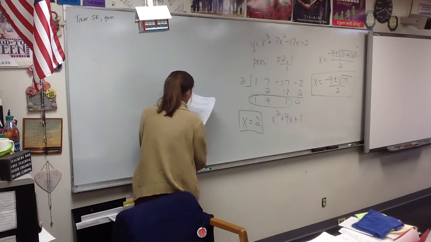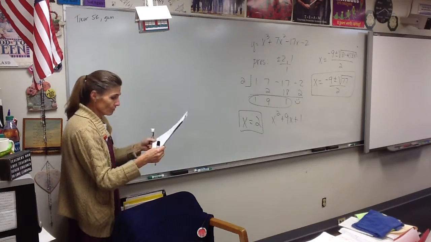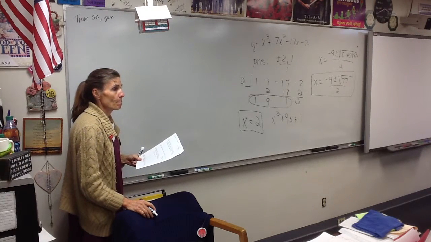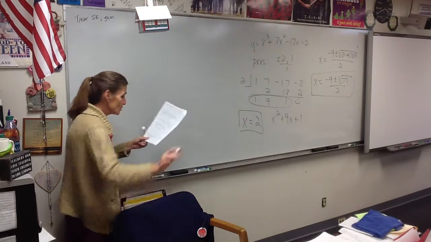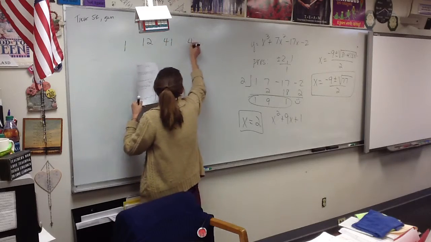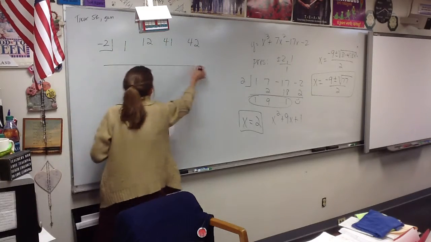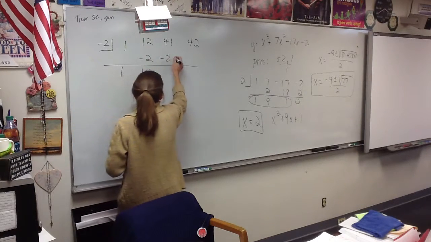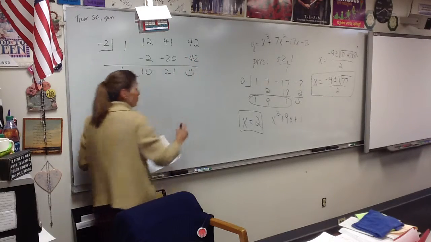Number 10. X plus 2 is one factor. Find the others. So what are we gonna do? Use synthetic division, very good. And we'll divide out negative 2. By golly, it worked, didn't it?